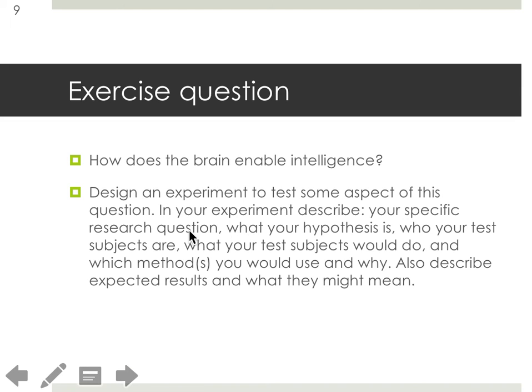And I'll try to be as clear as I can be about what I expect. So in your experiment, please describe your specific research question, what your hypothesis is, who your subjects are, what your test subjects would do, and what methods you use and why, and describe expected results and what they might mean. So this is almost a free giveaway in a way, as long as what you're saying is logical and well argued, and you actually read the question and answer all the components of the question, you should be able to do pretty well.